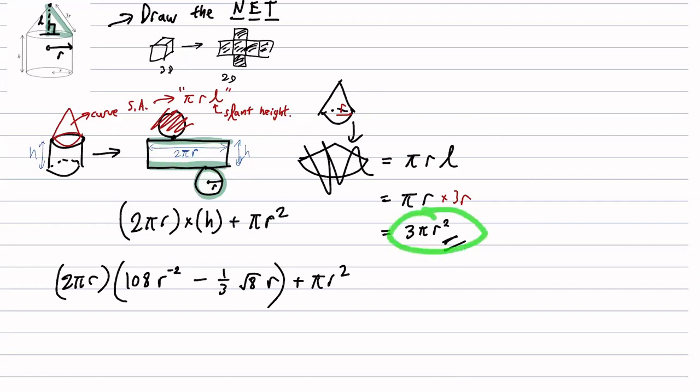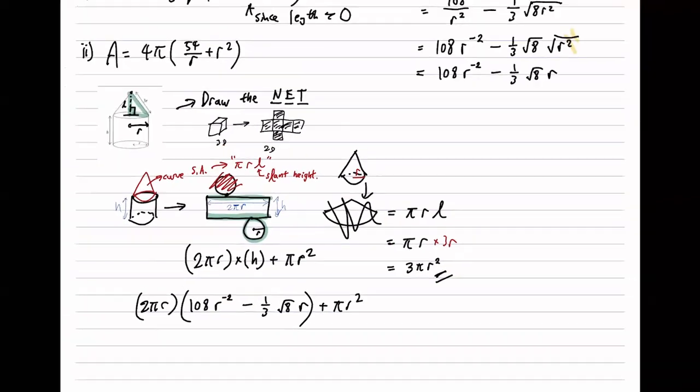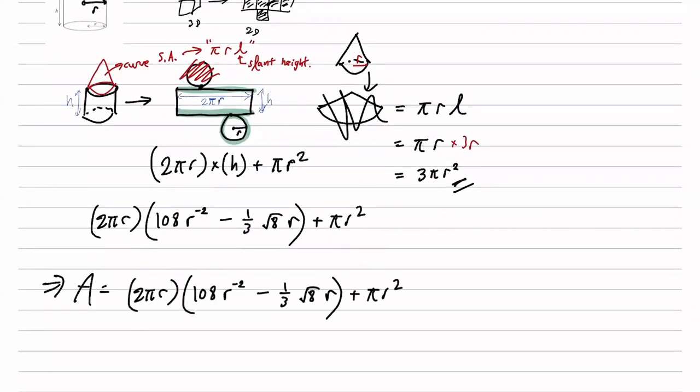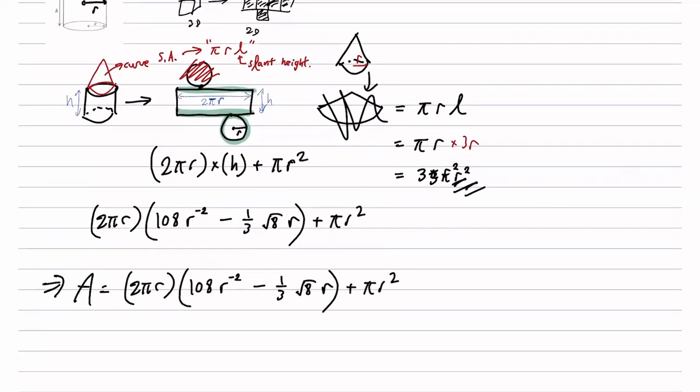This is the surface area from the curved part of the cone. Total surface area will be just the sum. This guy plus 3 pi R square.